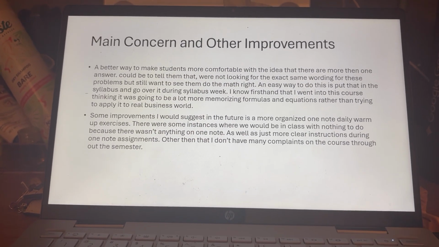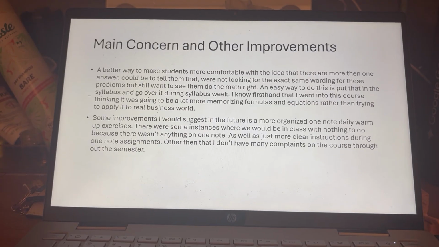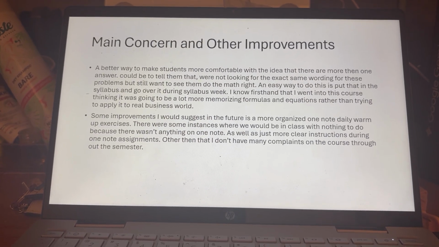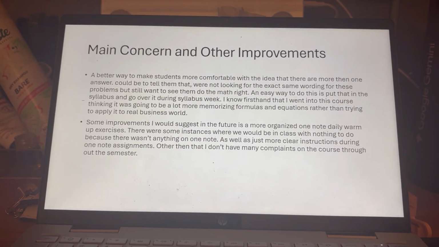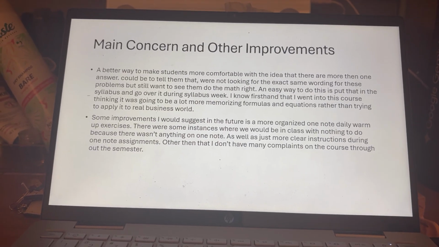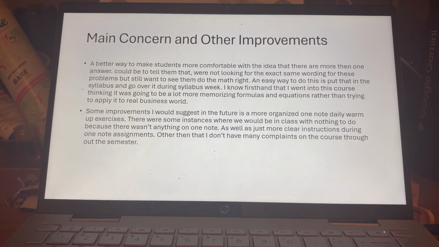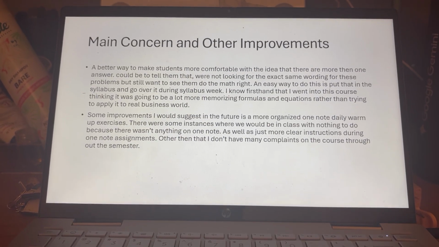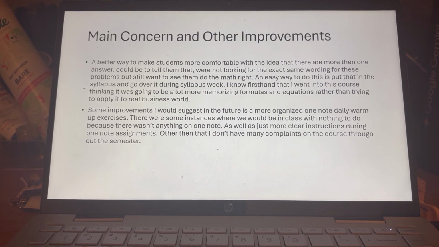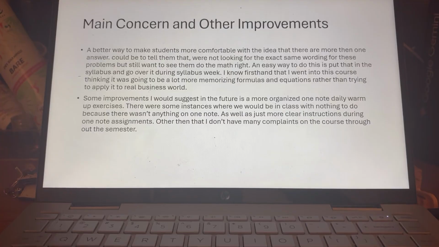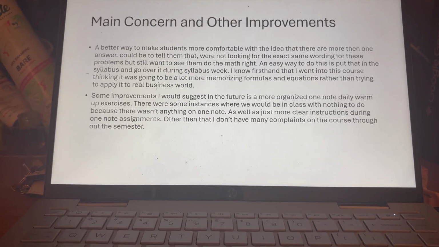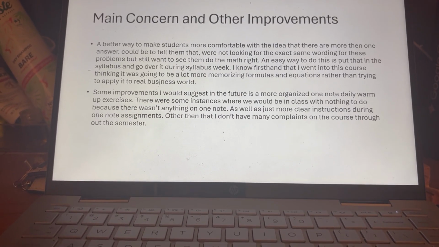Kids are always told there's only one right answer in math: x equals 1. That's not true. Obviously the answer is 1 at the end of the day, but in the business world, you can explain it 100 different ways. That's why I really like this class. But an easy way to do this for a kid that doesn't think that's how math works is just putting it into the syllabus and then going over that in the syllabus week.